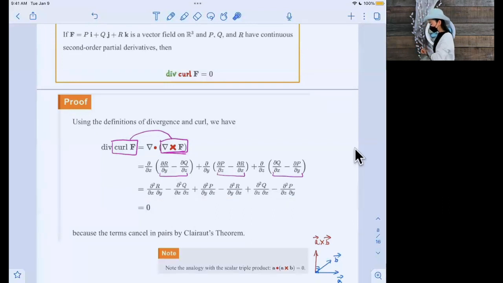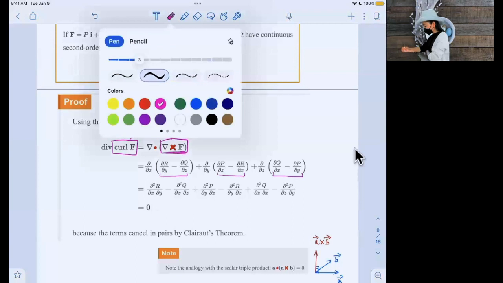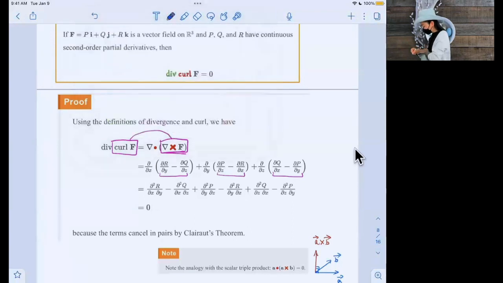And let's see the cancellation, how does it work? How does the cancellation here work? This one over here is going to cancel with which one?